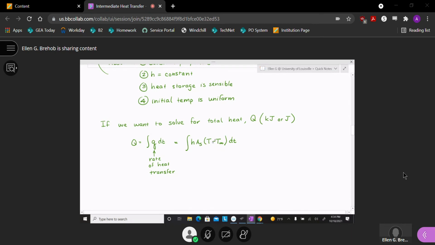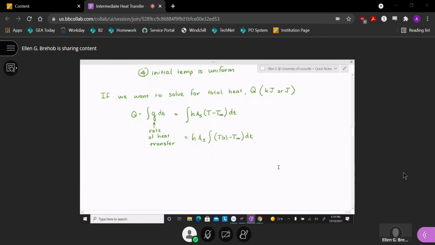Okay. All right, so if I want to come up with this integral, I can go ahead and take h and A_s out of the front, but T, and again, it's going to be a function of time, minus T infinity. I need to do some more work in order to integrate that.